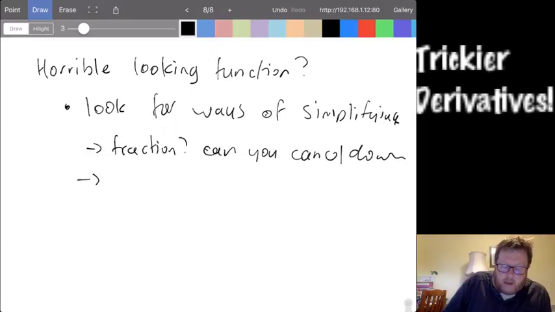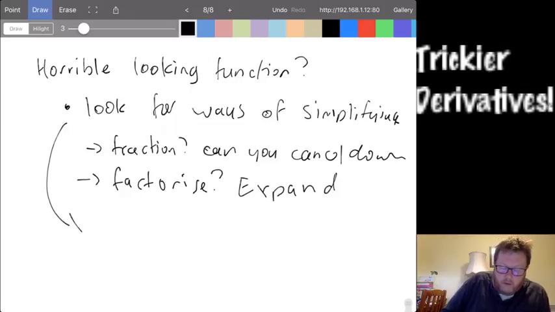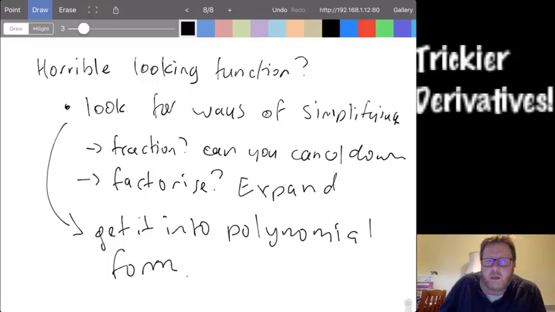Is it in factorised form? If it is, then maybe you can expand. But what you want to do is get it into polynomial form. That's the name of the game. If you can get it into polynomial form, then you know that you've got a method for deriving the function. And that's what you need to do. Okay, good luck with that.